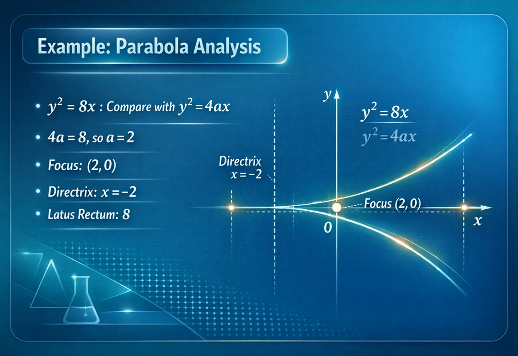Analyze the parabola y squared equals 8x. Compare with the standard form y squared equals 4ax. We have 4a equals 8, so a equals 2. The focus is at a, 0, which is 2, 0. The directrix is x equals -a, which is x equals -2. The latus rectum has length 4a equals 8. The parabola opens to the right.